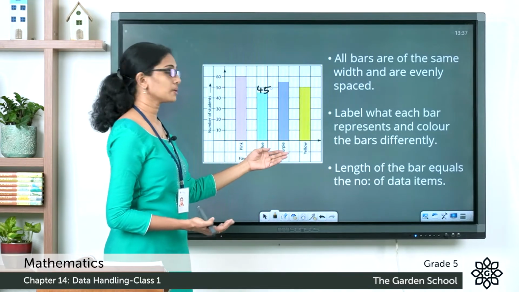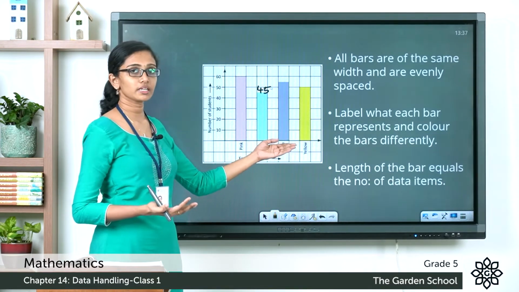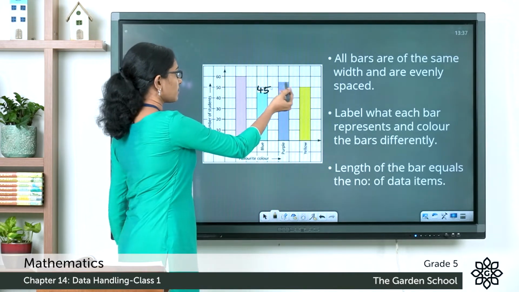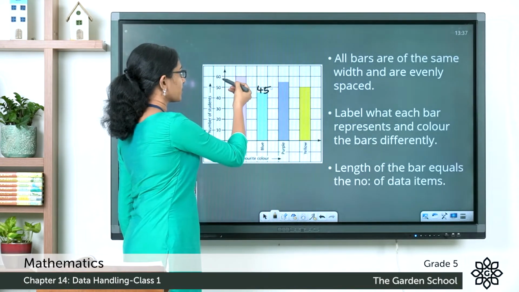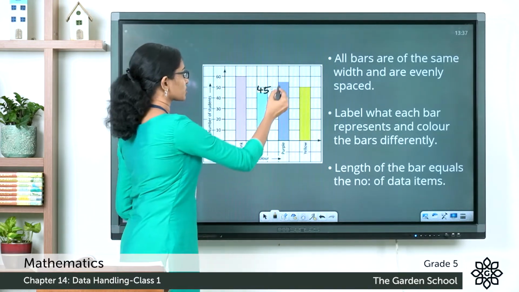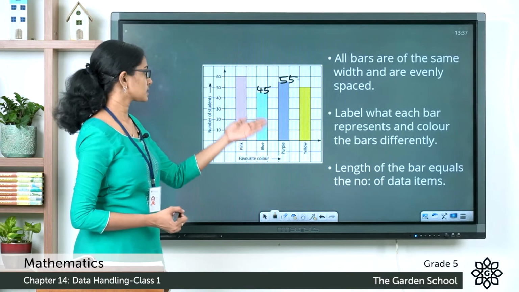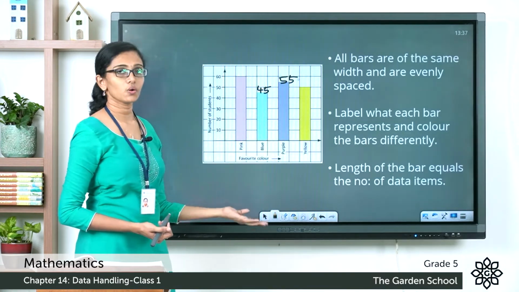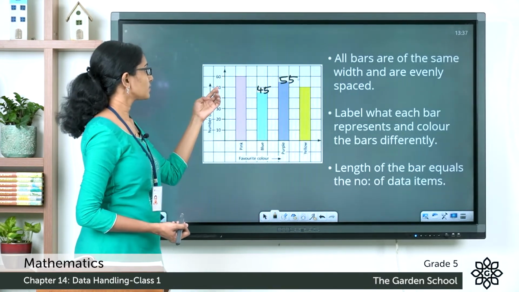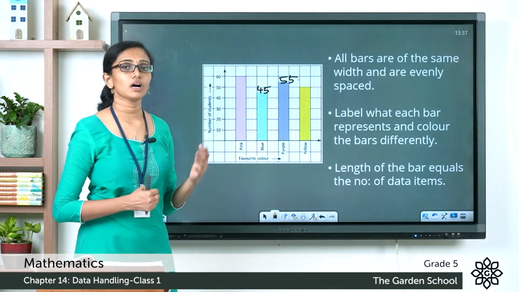What about the next one, purple? The number of students whose favorite color is purple is how much? See, the bar ends at the midpoint of 50 and 60. So this point corresponds to a number 55. So for 55 students, purple is their favorite color. And what about yellow? Yellow is the favorite color of 50 students. So this is how you read data from a bar graph.